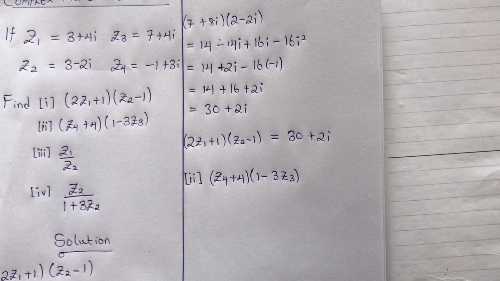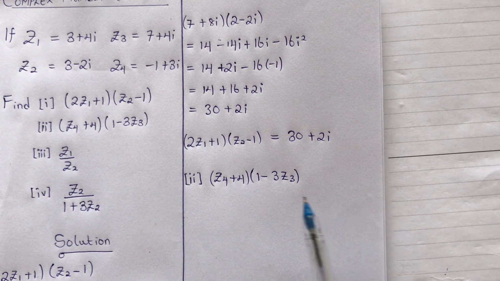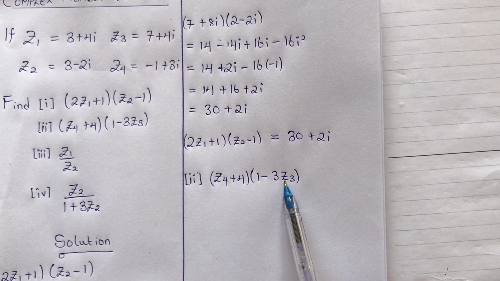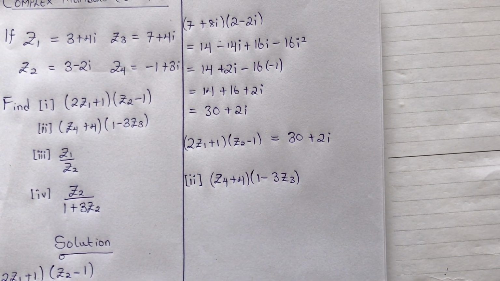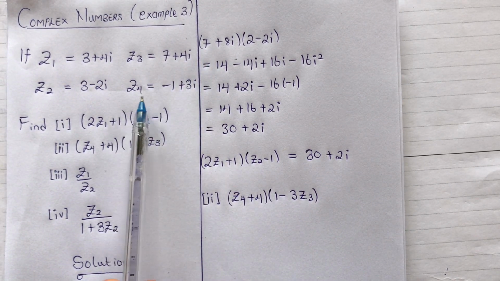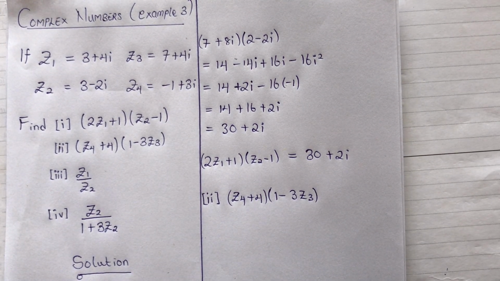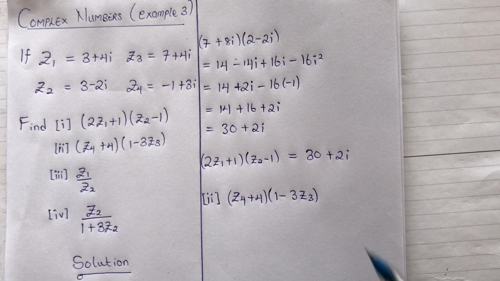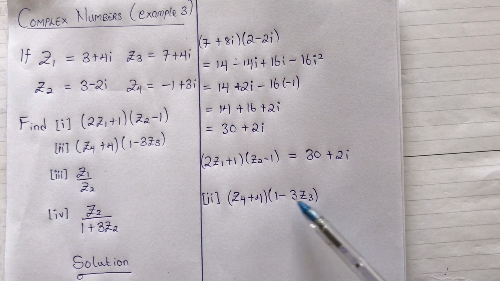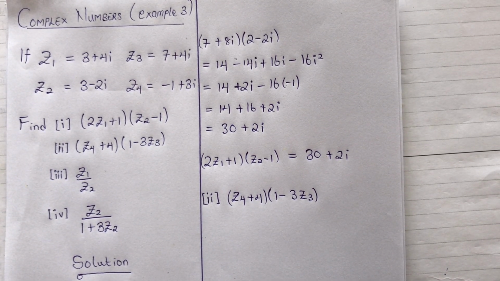Okay, so for the second one, we have z4 plus 4 times 1 minus 3z3. So you just substitute the value of z3 and then z4. And we have z3 to be 7 plus 4i and z4 to be minus 1 plus 3i. I think I will challenge you on this one. I will use the same process I went through for the first one and then finish up with this one and see what you get. So I'll give you the possible answer so that you can compare your answer.